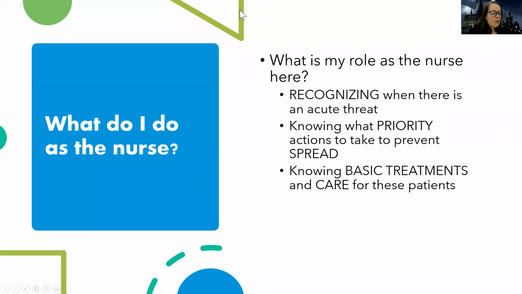When we talk about bioterrorism, we do not want you to know in depth about each of the disease processes and which ones get antibiotics or which ones have vaccines, but we just want you to know the general nursing care and what you're going to do if this patient walked into your unit and how you're best going to help. So, as the nurse, your role in a bioterrorist threat is to recognize when there is an acute threat, in which we're going to talk about what that looks like. Your other role is to know what priority actions to take to prevent the spread, and then knowing basic treatments and care for these patients so that you can help them to improve or get better.